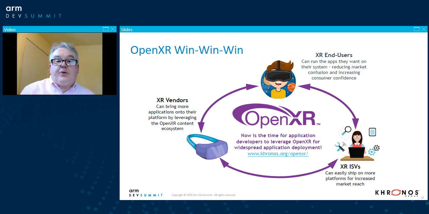OpenXR is gaining wide industry adoption because it's a win-win for all involved. Software developers can write an application once and deploy on multiple hardware platforms without reporting, saving time and money and reaching a much larger market. XR hardware vendors win when they expose the OpenXR APIs on their platform, as they can access a large library of OpenXR compatible applications. And most importantly, end users win, as they know that the applications that they want to run will be compatible with the system that they have purchased, growing customer confidence and growing the XR market for everyone.